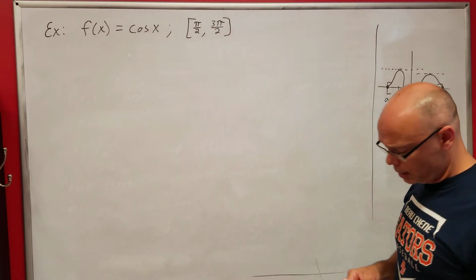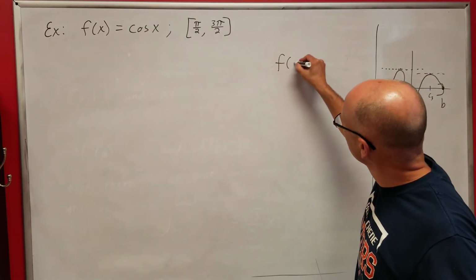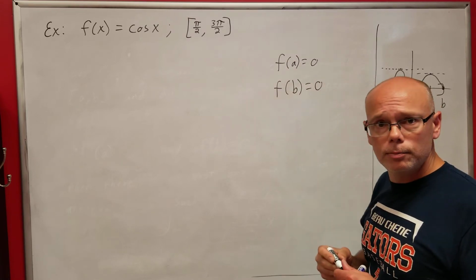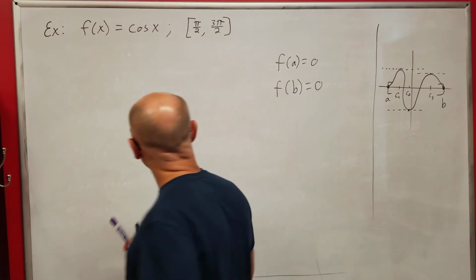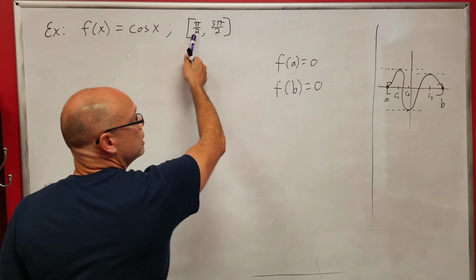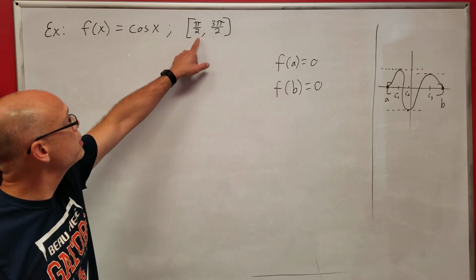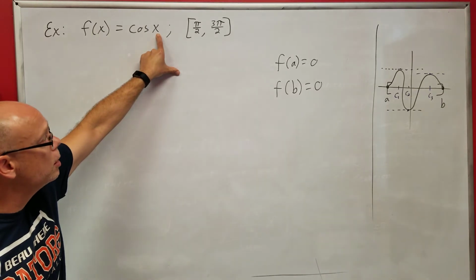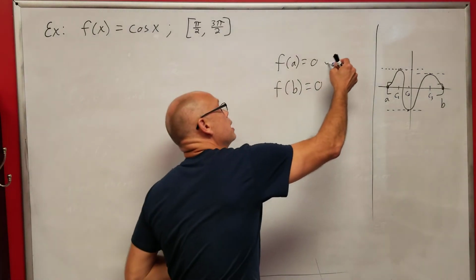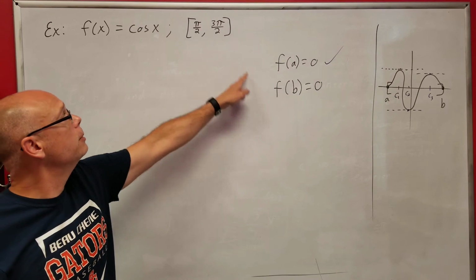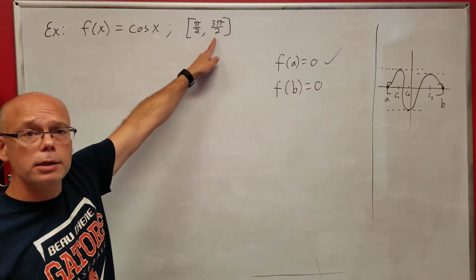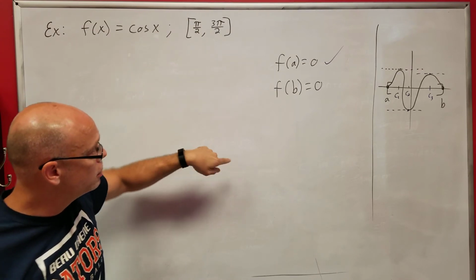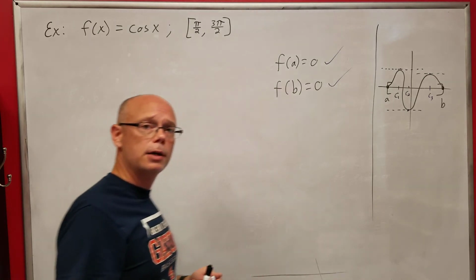Let's also check if f of A is equal to 0 and if f of B is equal to 0. Well, what's f of A? That means my function evaluated at this endpoint. What happens if I plug in pi over 2 right here? What's the cosine of pi over 2? 0, right? This one checks out. How about f of B? What's f evaluated at 3 pi over 2? Cosine at 3 pi over 2 is also 0. So it checks out, okay?